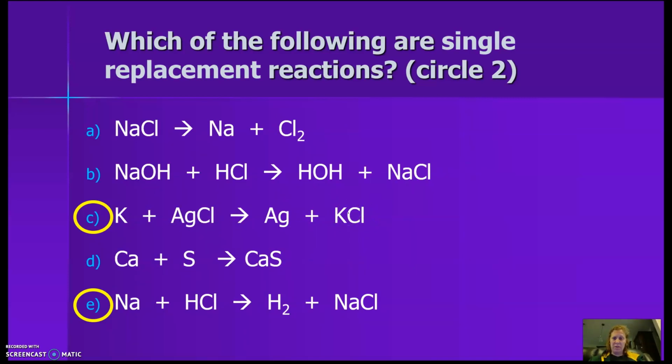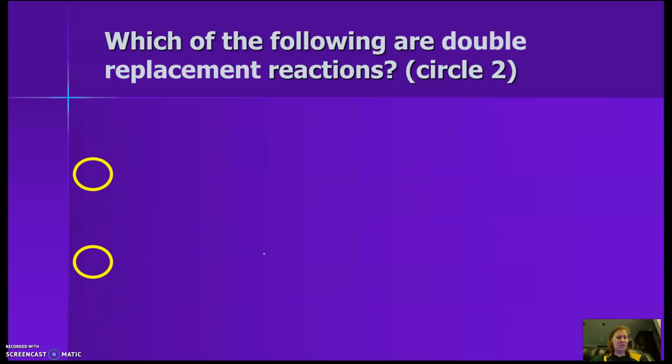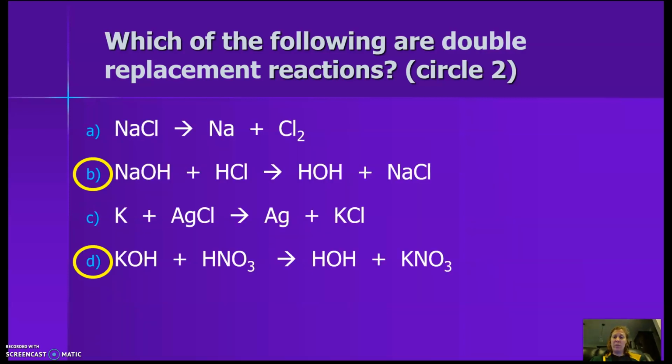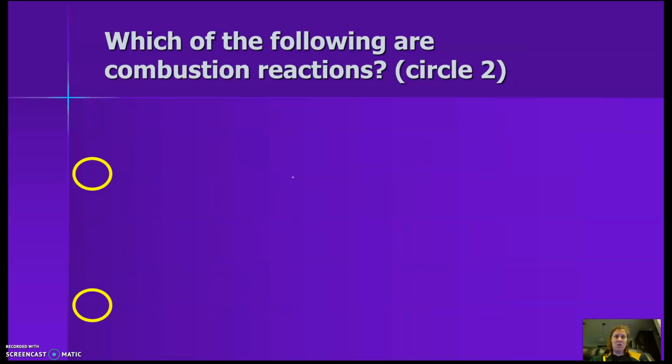I don't know if somebody messed up on this one, but sometimes people pick this one just because they see a single element. Double replacement: honestly, if you see two compounds on both sides, that's going to be your double replacement. Combination and decomposition reactions can produce two compounds as a product, usually one of them is water, but they don't have two compounds on both sides like these do.